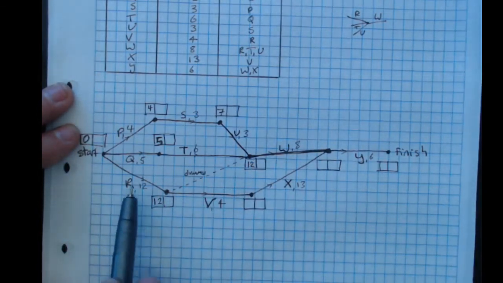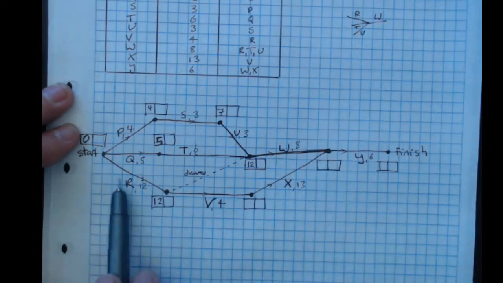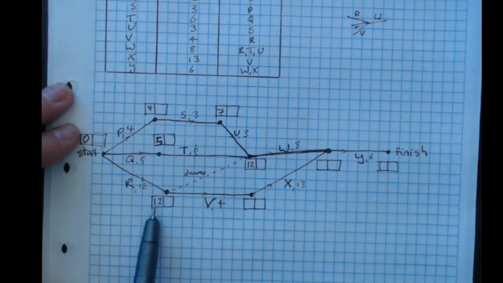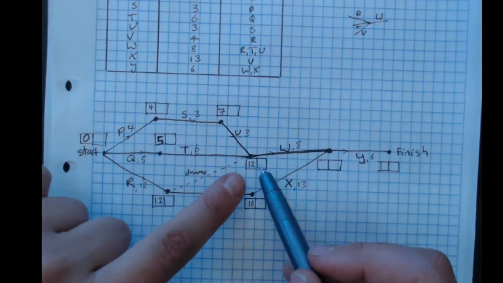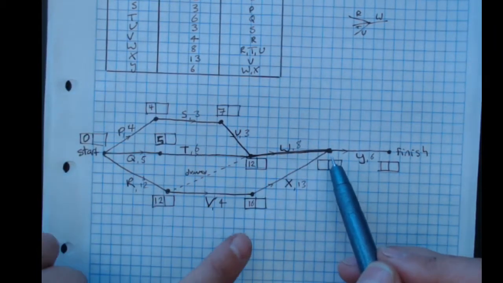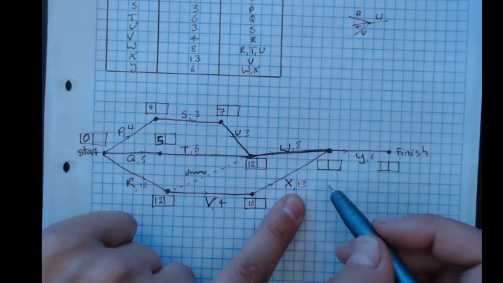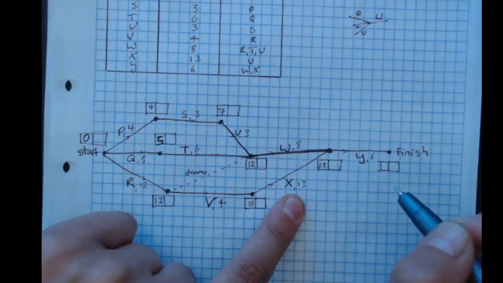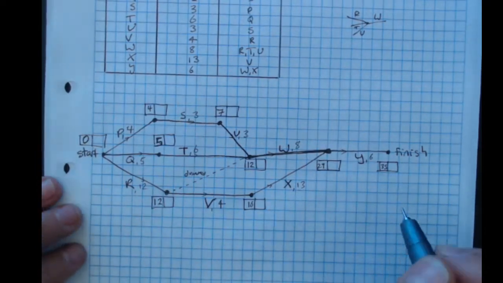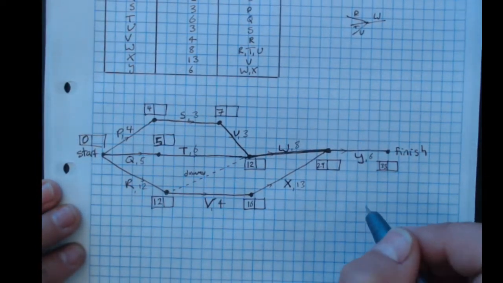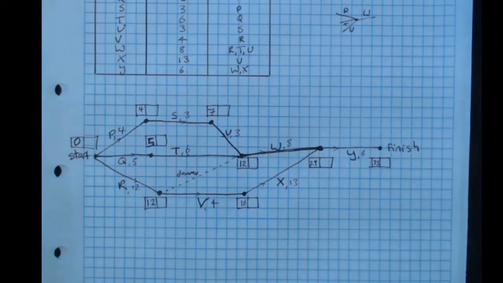Then we keep going. So this has 2 ways coming into it. I've got to check this one at the same time. 12 plus 4 is 16. So this is 12 plus 8 is 20, or 16 plus 13 is 29. We take the largest one. 29 plus 6 is 35. So that says it takes 35 weeks to finish this project.